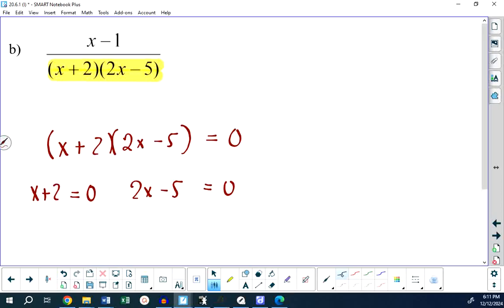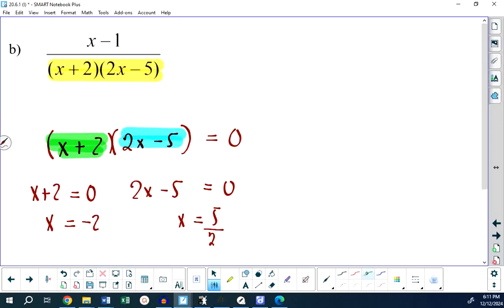The reason is that to make this whole thing 0, if either of these factors is 0, it doesn't matter what the other factor is because you're multiplying by 0. You'll get 0. If this is 0, it doesn't matter what the first factor is because you're multiplying by 0, which will give you 0. And solving each of these little equations is child's play. Add 5 to both sides, divide both sides by 2, and you get this.